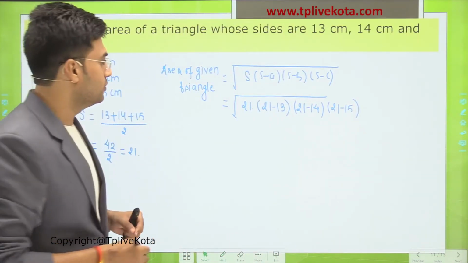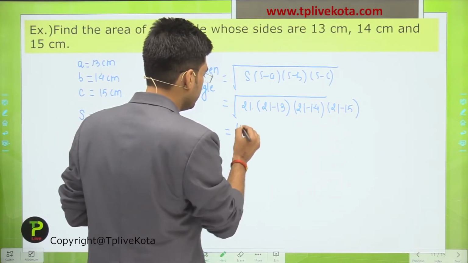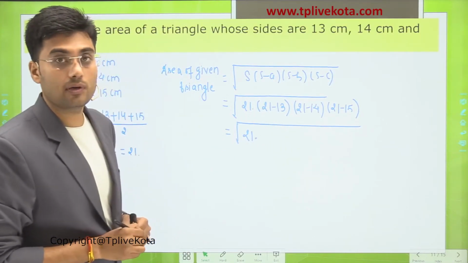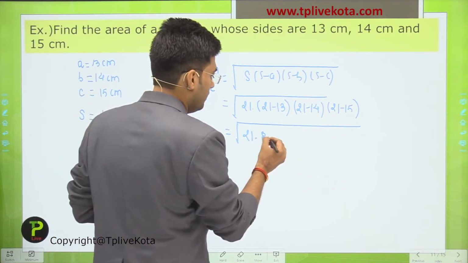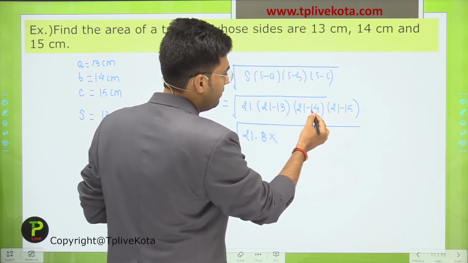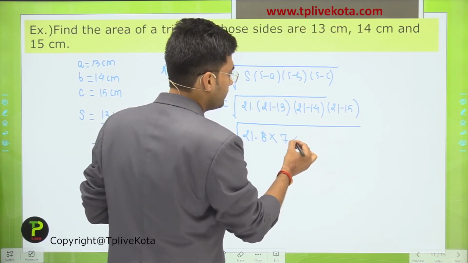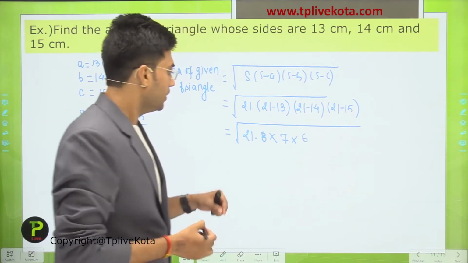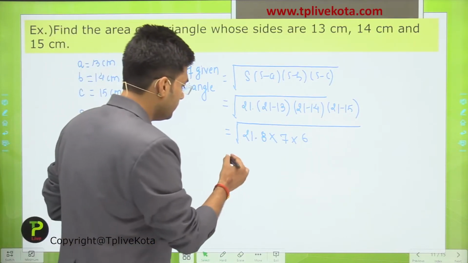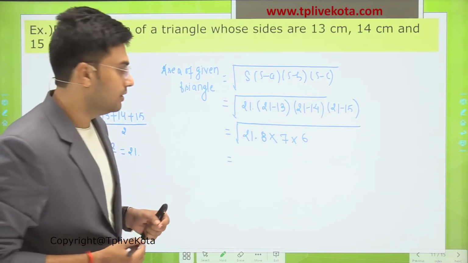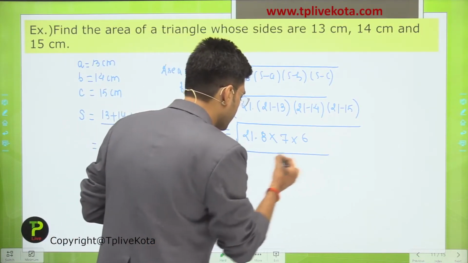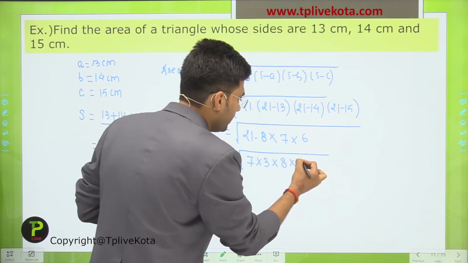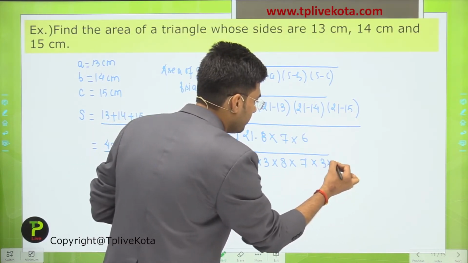Clear? So we can write it as the square root of 21. 21 minus 13 is what? It is 8. Multiplied by 21 minus 14, which is 7. And 21 minus 15 is what? It is 6. So students, to solve this we have to make pairs of numbers. So we can write it as 7 multiplied by 3, this is 8 multiplied by 7 multiplied by 3 multiplied by 2.